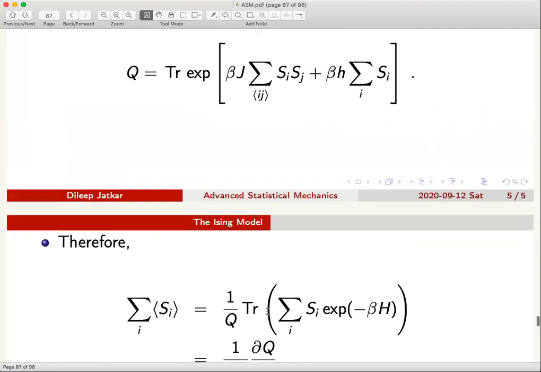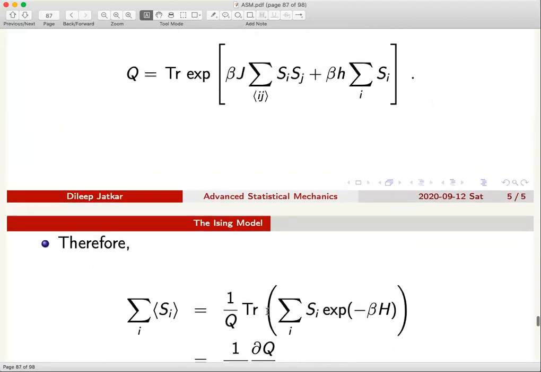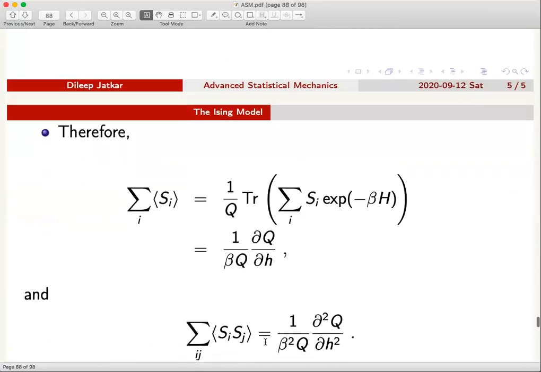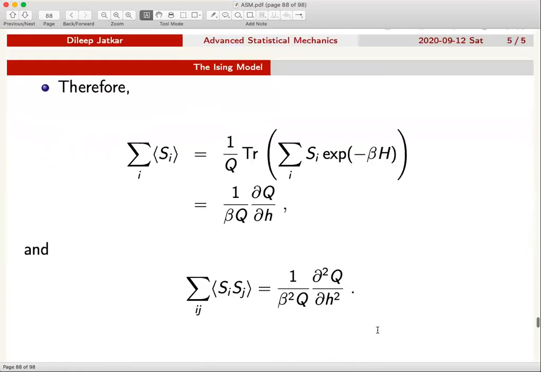One way to do that is to write down the free energy, which is log of Q, and differentiate the free energy with respect to h. On the other hand, if you want to compute the 2-point expectation value, then you basically need to just differentiate that with respect to h twice.